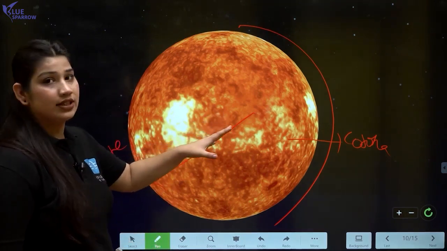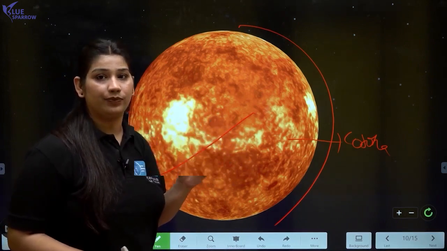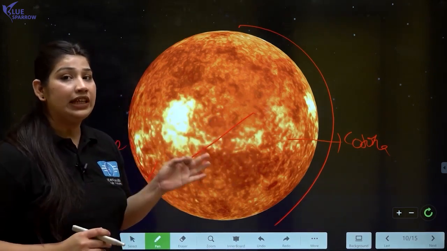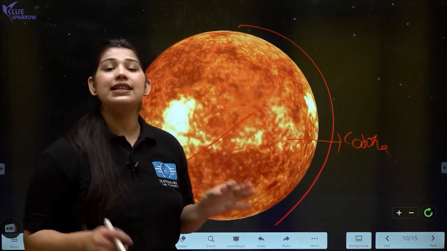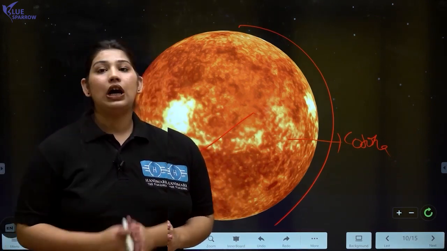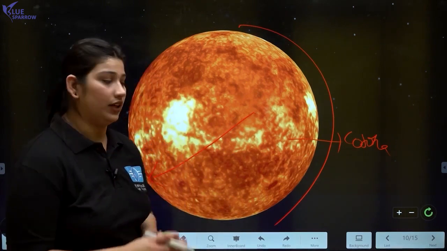At the core of the Sun, hydrogen is continuously converted into helium. A very large amount of heat and energy is released by the Sun and that is called solar energy. All living things on the earth ultimately depend upon solar energy.